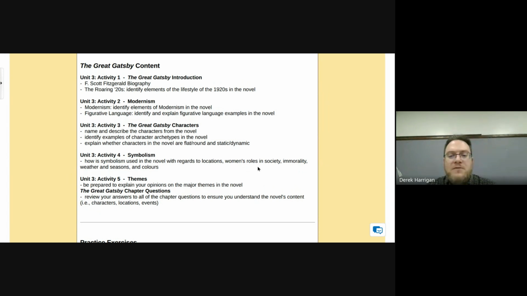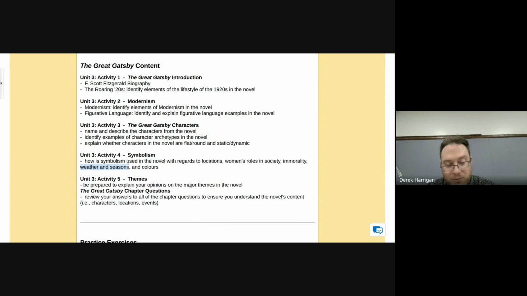We talked about how Fitzgerald describes the way that women behave and the way that they're dressed, and even the way that they sit. It all tries to symbolize how women maybe don't have very much power in society in the 1920s and are kind of stuck to the man that they're with, like the husband seems to have most of the power, for example. I think Fitzgerald shows that through symbolism. We talked about immorality through symbolism, and we talked about weather and seasons.